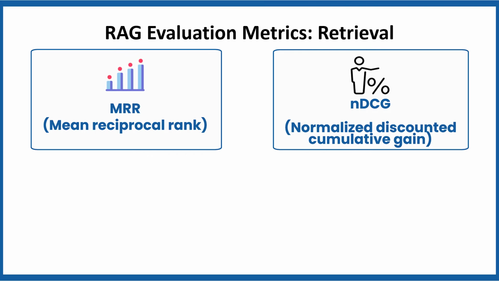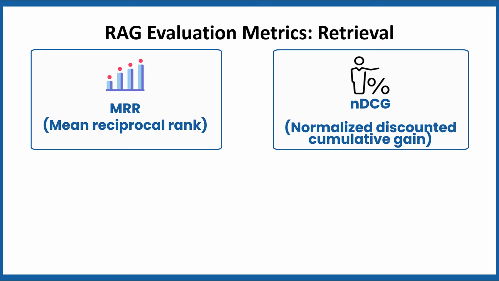nDCG, Normalized Discounted Cumulative Gain. nDCG measures how relevant all the retrieved documents are but gives credit to documents ranked higher than lower ones. It uses a discount so that a correct document at rank 1 gets much higher weight than at rank 10. It is great when documents have graded relevance. For example, highly relevant, somewhat relevant, and slightly relevant.